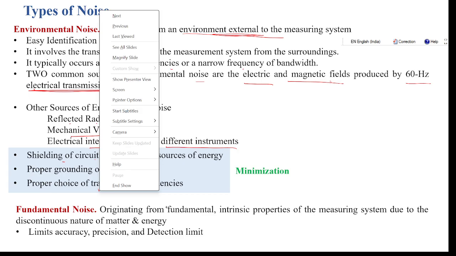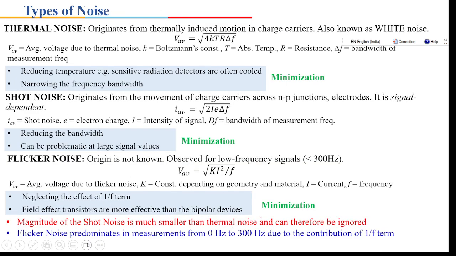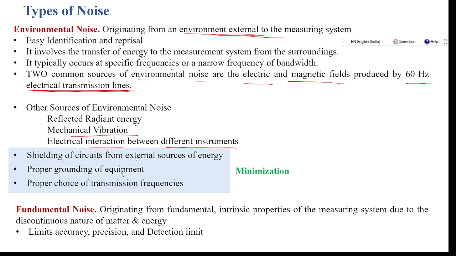Fundamental noises arise from a fundamental or intrinsic property of the measurement system, due to the discontinuous nature of matter and energy. Obviously, within the instrument there is some nature that is changing continuously within the matter and energy, and that's why this originates. So it will limit the accuracy, precision and detection limit.